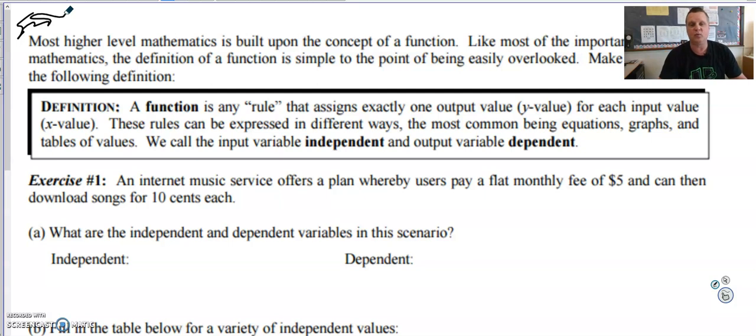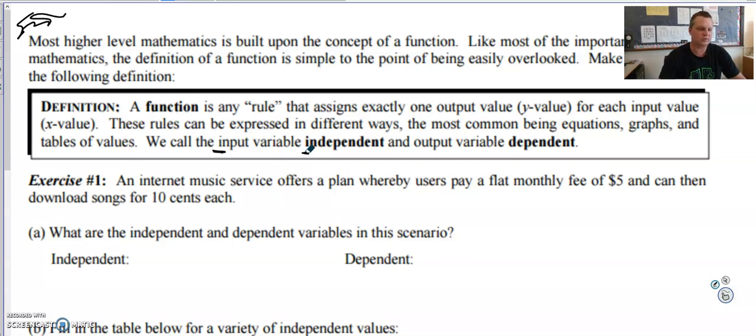A function is any rule that assigns exactly one output value, the y value, for each input value, which is an x value, input and output. These rules can be expressed in different ways, most commonly as equations, graphs, and tables of values. We call the input variable independent and the output variable dependent. I remember input with the I, independent, so the I's go together.